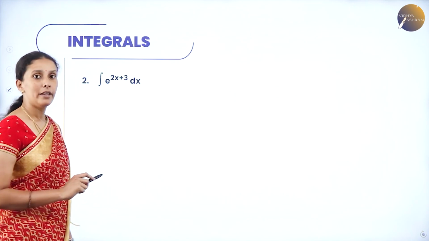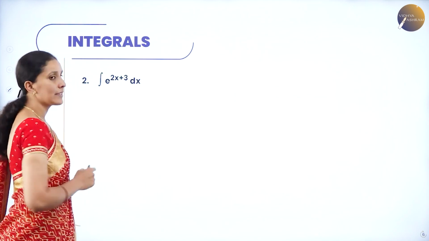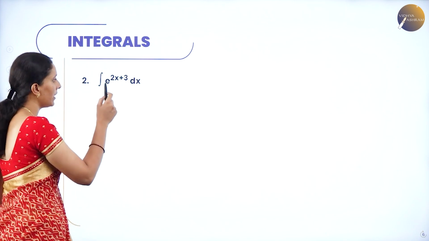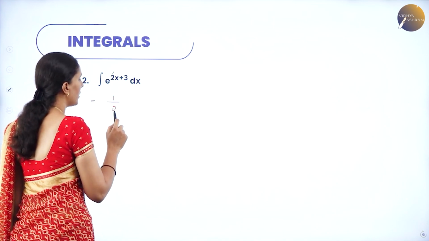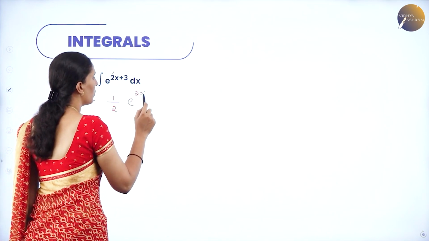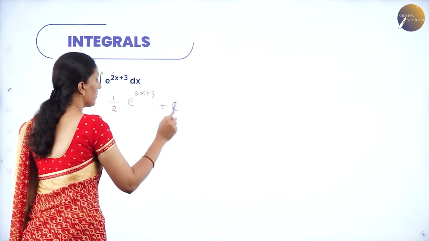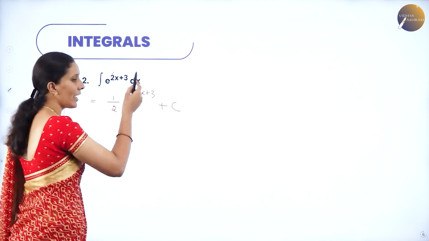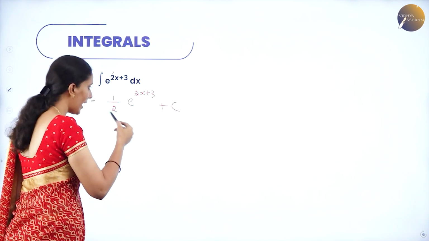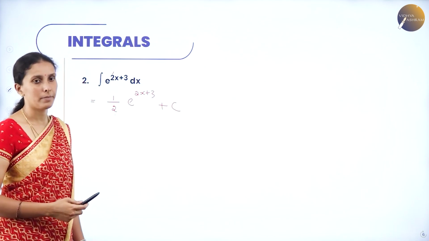Next, e power 2x plus 3. Again, this is in the form of e power ax plus b. So here the value of a is 2. I can clearly write it as 1 by 2 times e power 2x plus 3 plus c, because integral of e power x is e power x only. Now e power ax plus b gives 1 by a times e power ax plus b.